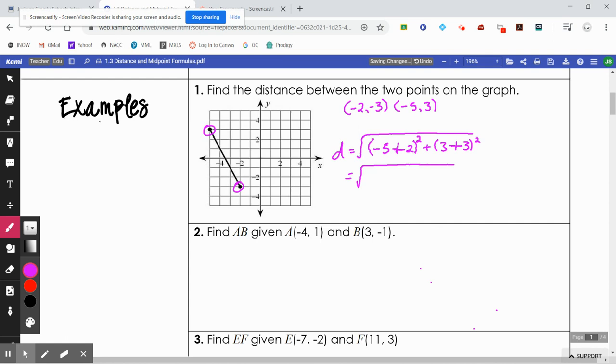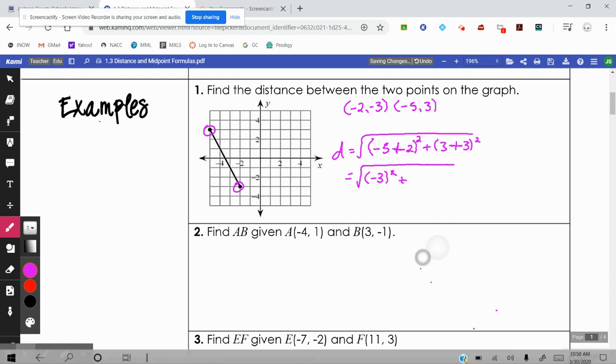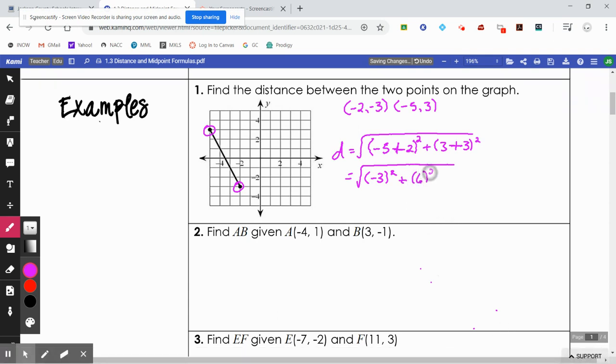So our distance here is equal to the square root. Parentheses will always be first. -5 plus 2 gives me a -3. 3 plus 3 gives me a 6. So that'd be the square root. We now square each of these. That'd be 9 plus 36, which is the square root of 45.